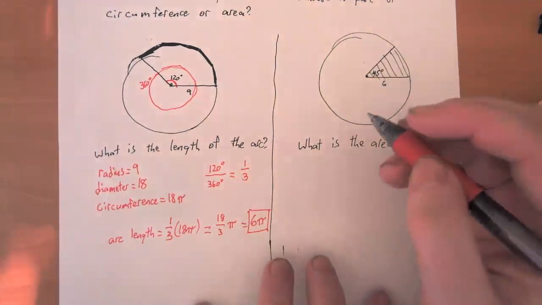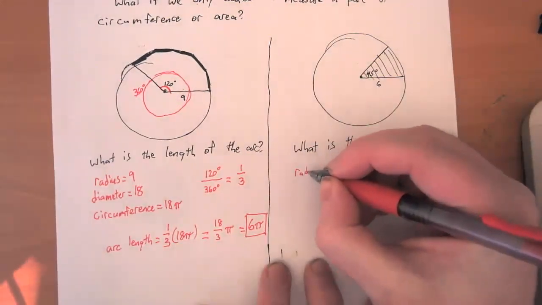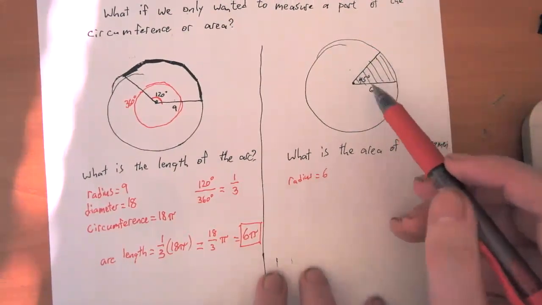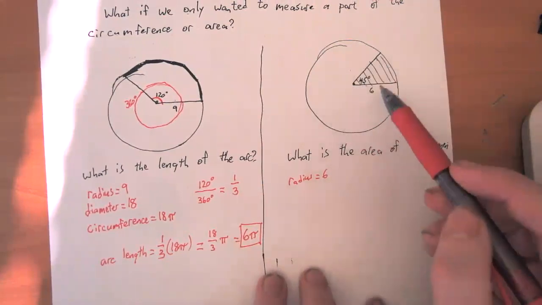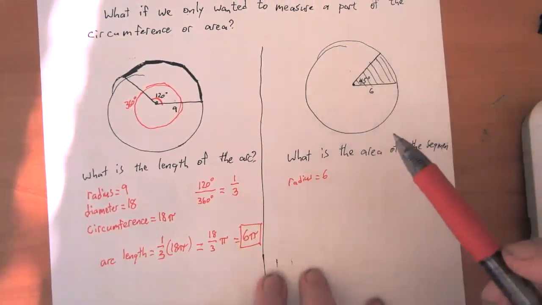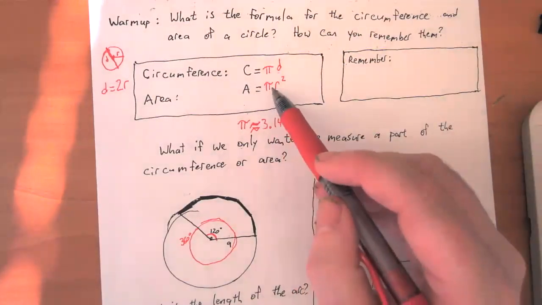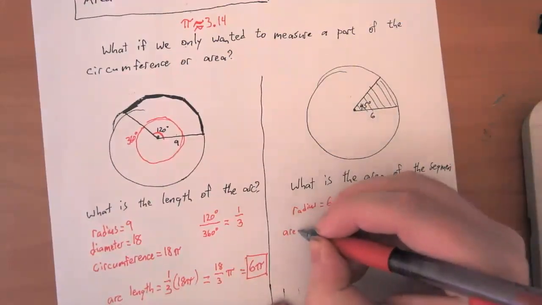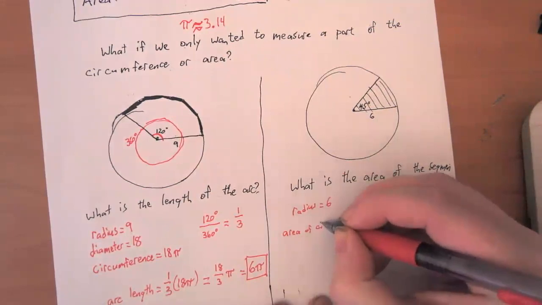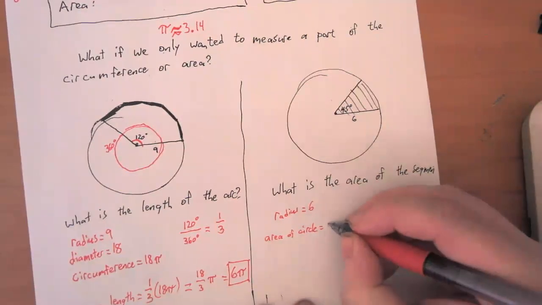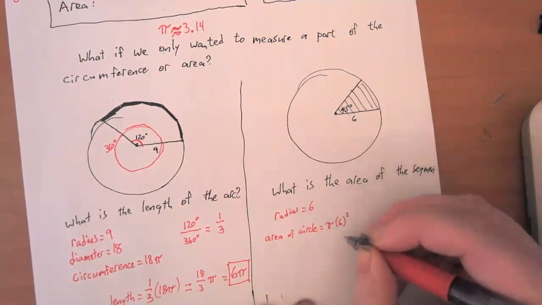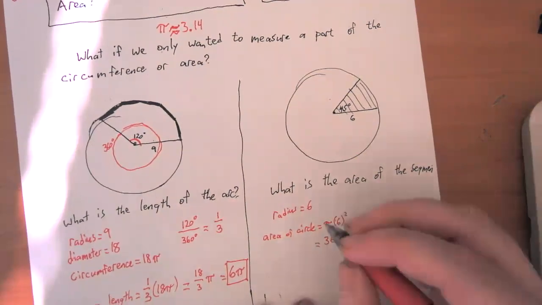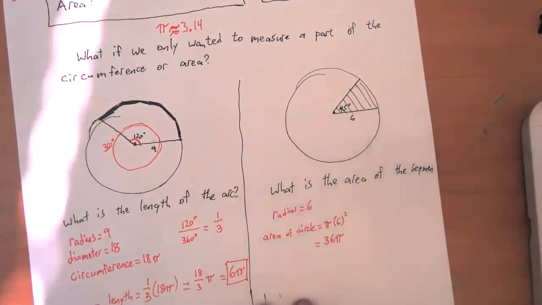Well, let's copy down what we know. We know that the radius in this circle is equal to 6. And if we want to find the area of the sector, we should probably think about finding the area of the entire circle. So the area formula, we need to know the radius, which is great because we do. So the area of the circle is equal to pi times 6 squared, and 6 squared is equal to 36. Oh, 36 pi. Let me not forget to bring the pi along with that.